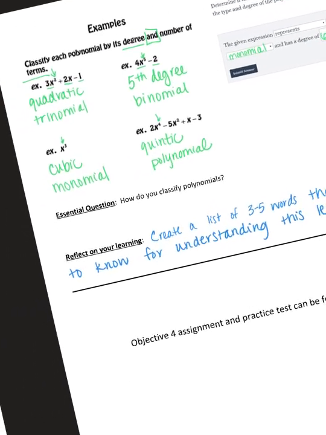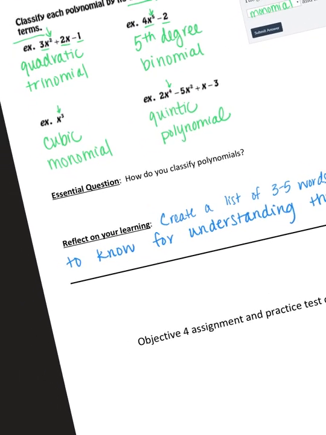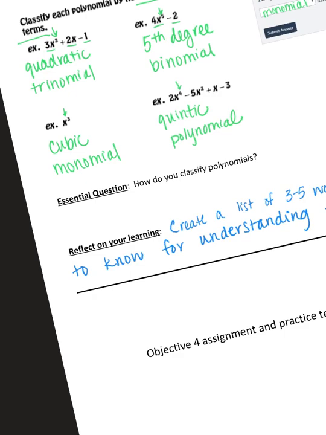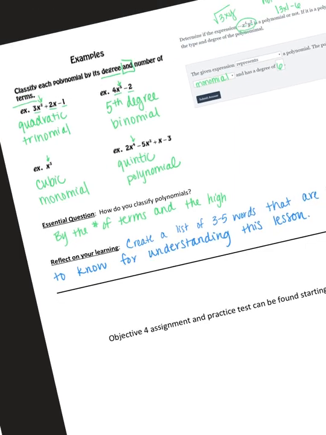All right, so take a minute now to answer the question, how is it that we classify polynomials? We classify polynomials by the number of terms and the highest degree when we put it in standard form. Okay, so there are 2 ways. The number of terms and the degree is how we classify a polynomial.